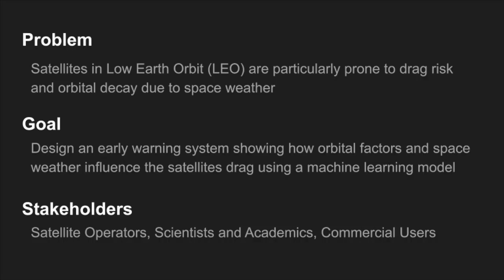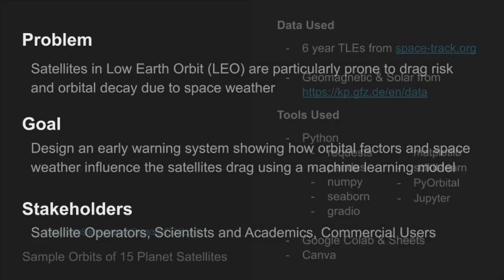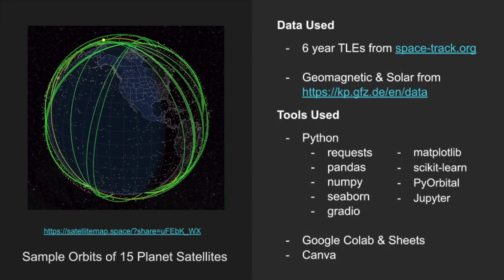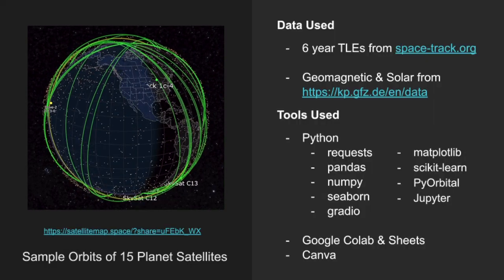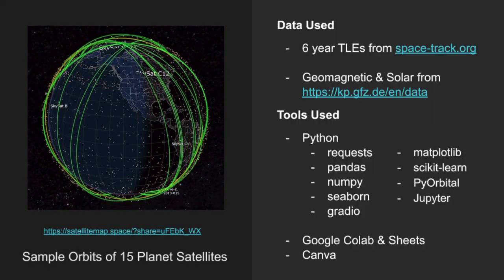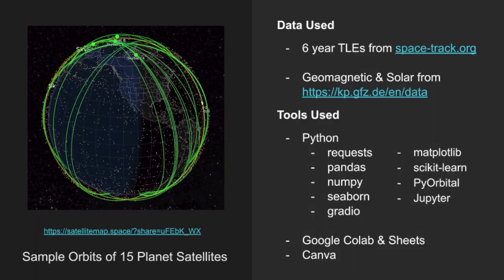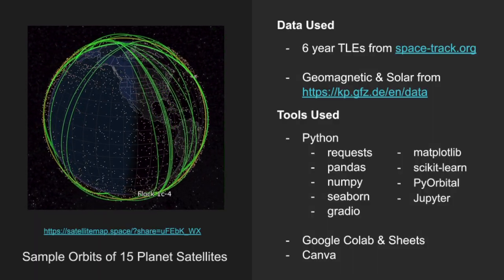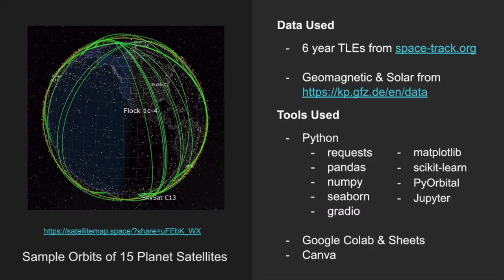But there are currently over 10,000 satellites in LEO. So to help scale the problem, we chose to focus on the Earth observational satellites operated by Planet. To determine the decay rate of the Planet satellites, we obtained the TLEs for all of their currently active satellites over the last 6 years using SpaceTrack's API because getting an account was instantaneous.